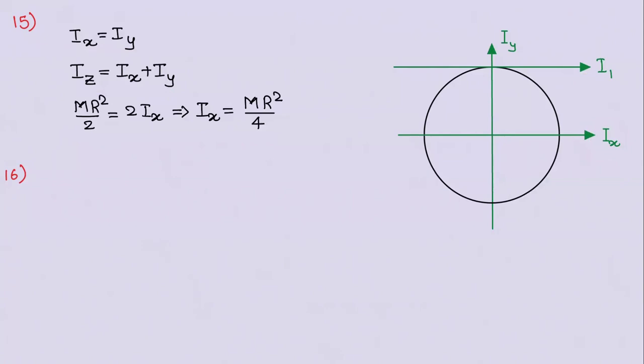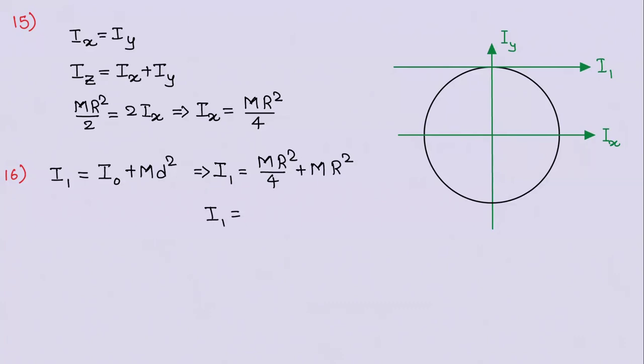Now parallel axis theorem. So I1 must be equal to ICM or I0, any symbol you want, plus md square. This is the parallel axis theorem. Now I apply that. I1 is equal to, what is ICM? We just found it, mr square by 4 plus md square. D is the distance between two axes. That is r only. So moment of inertia of a disk about its tangent will be 5mr square by 4.